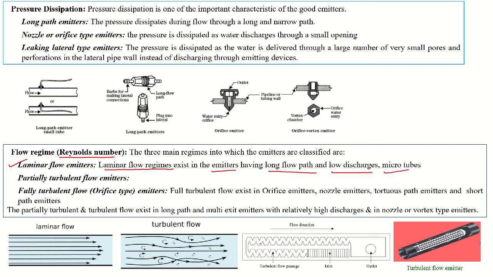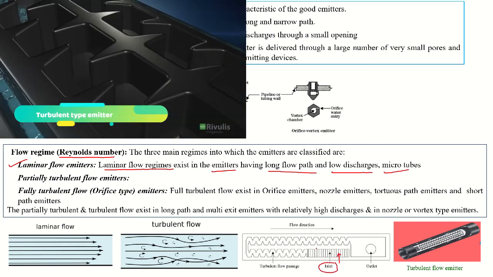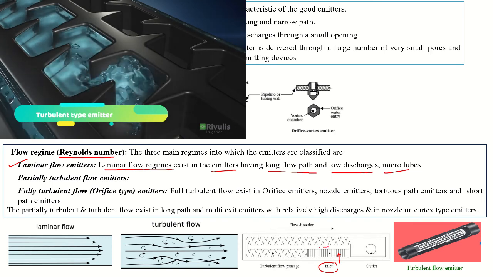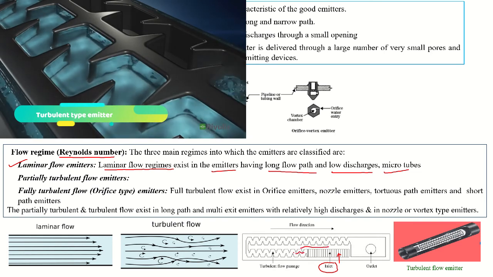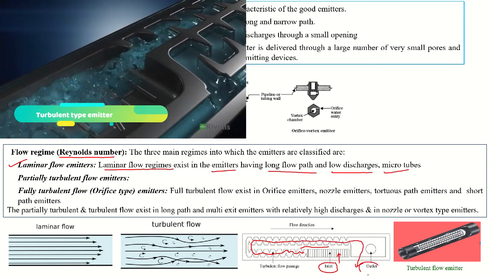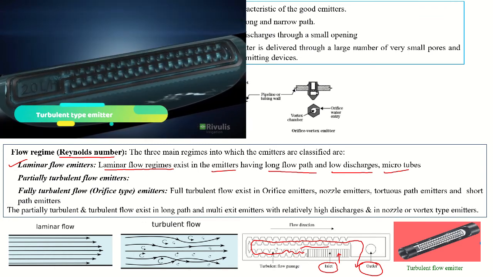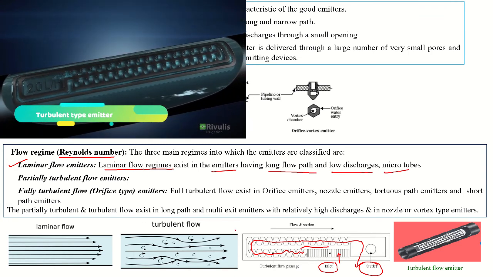So let us see here. This is the type of emitter. Here the water comes into this emitter and the flow moves along a long path like this in all forms, and it will travel and come out from this outlet. Such emitters are called long path emitters. These are the plain ones.